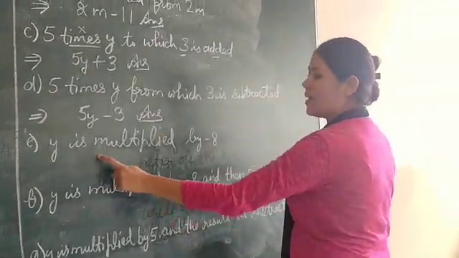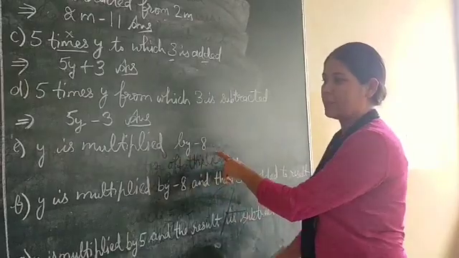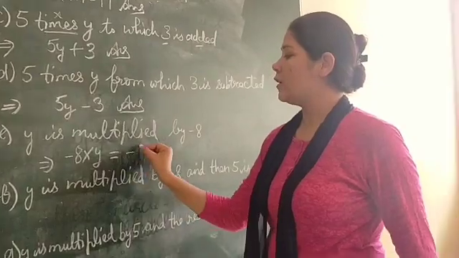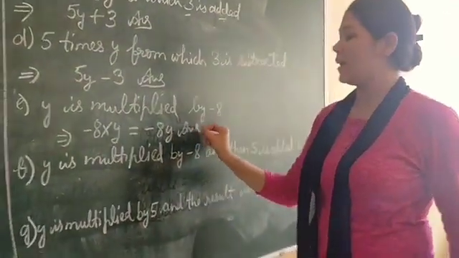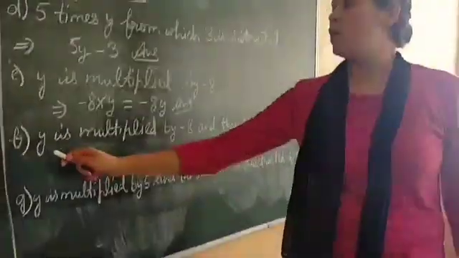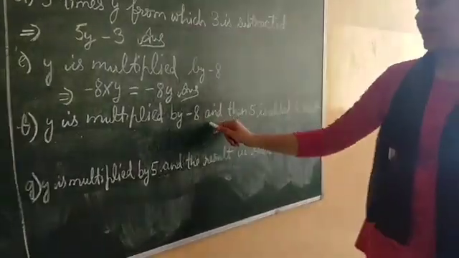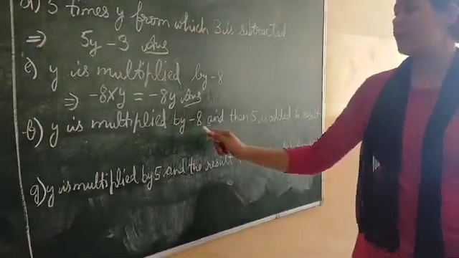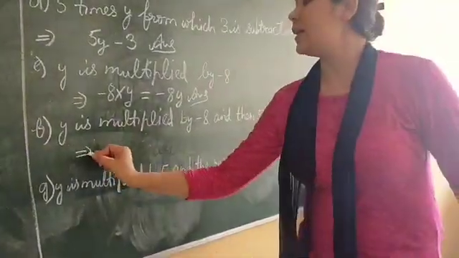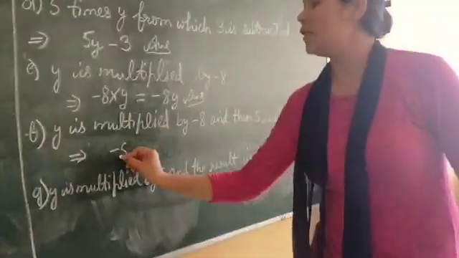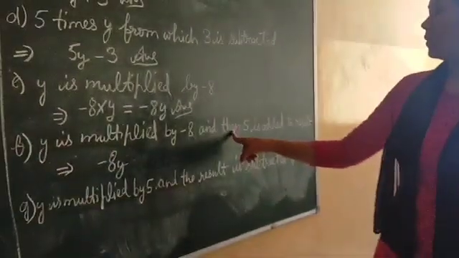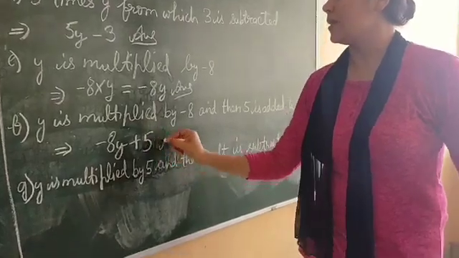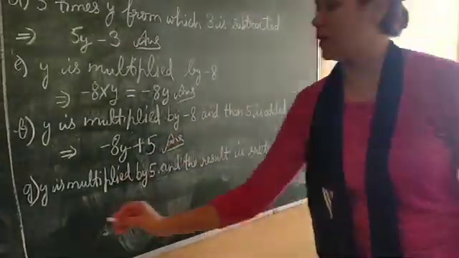Next, E part, y is multiplied by minus 8. So it will be minus 8y. Next, F part, y is multiplied by minus 8 and then 5 is added to result. So first of all, y is multiplied by minus 8. It will be minus 8y. Now then 5 is added to result. This is the result and add 5 in this. This is the algebraic expression.